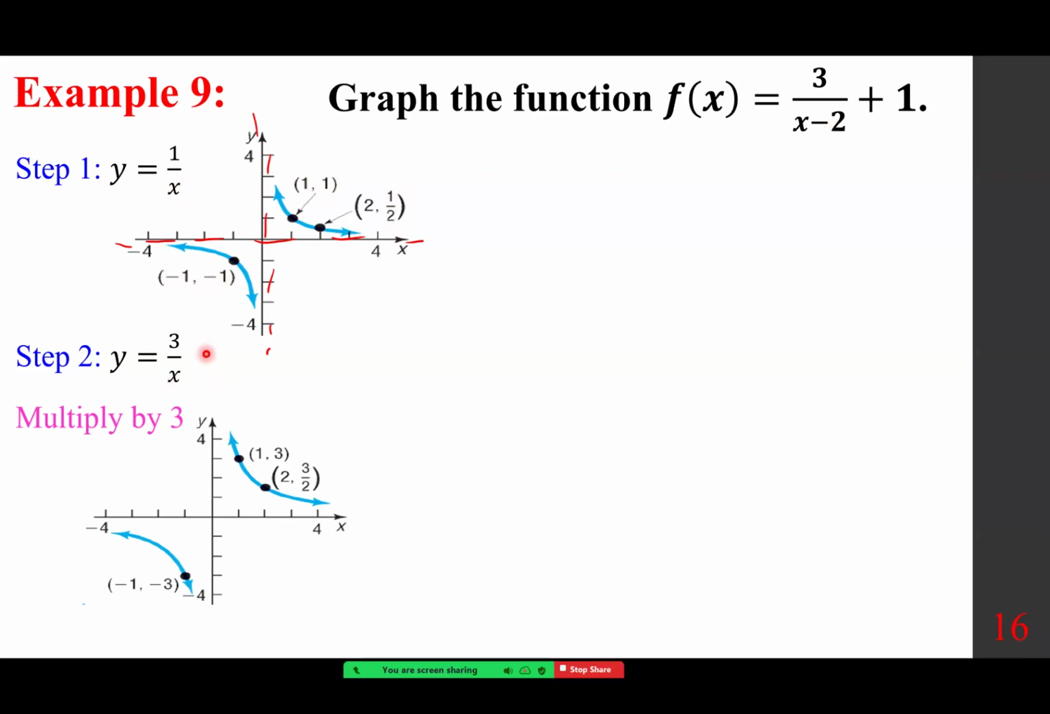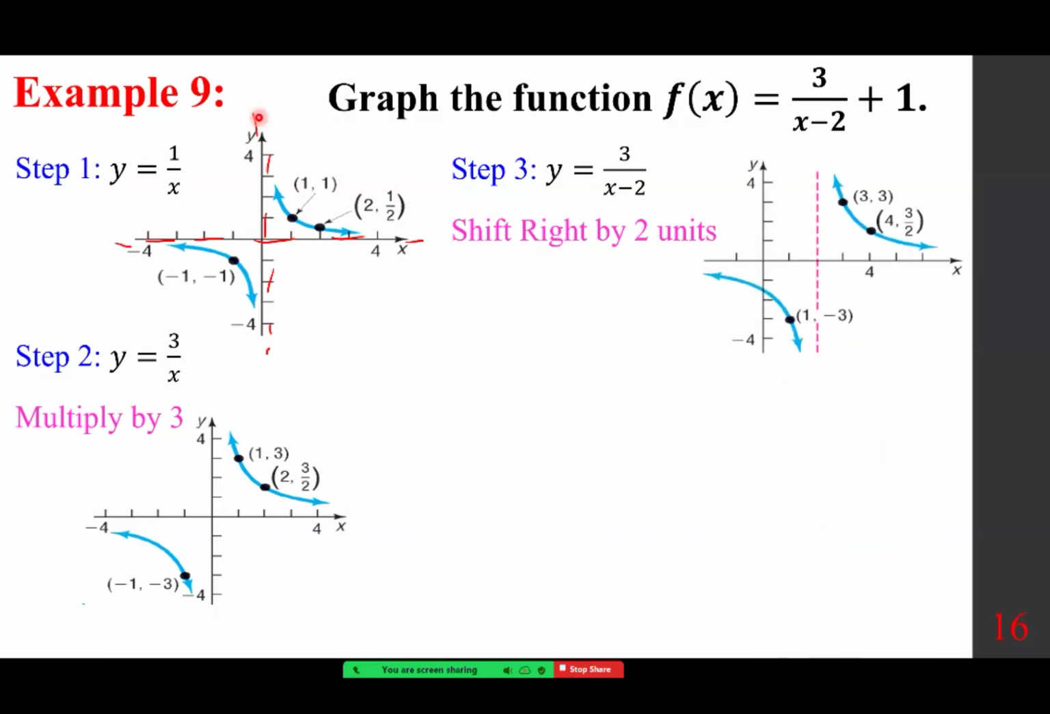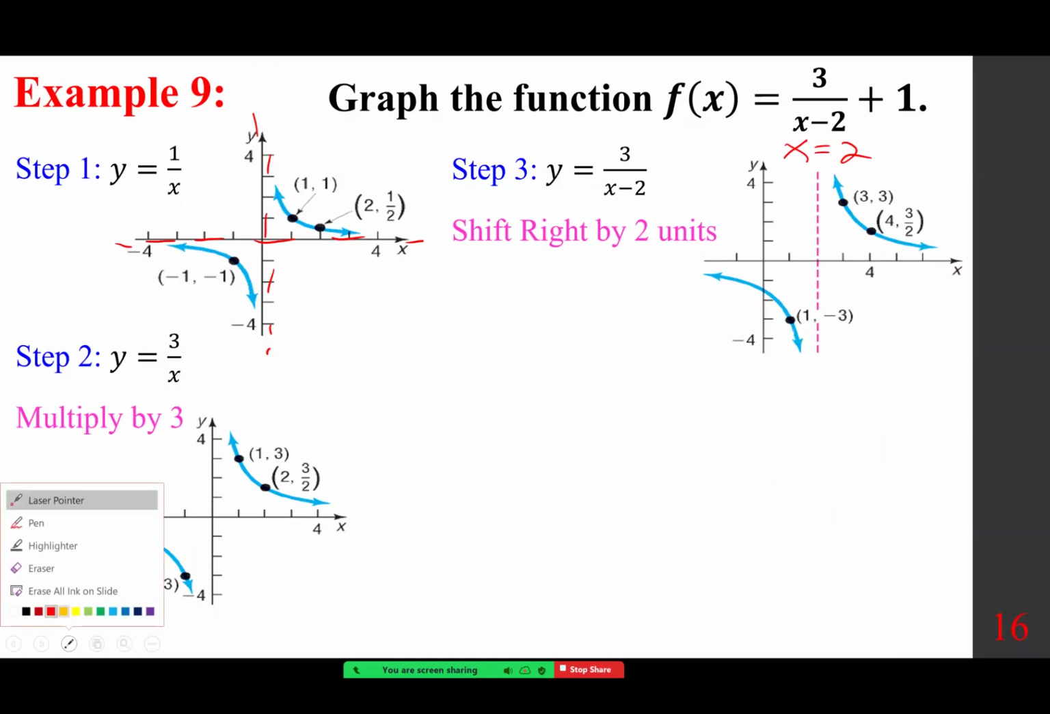Now I'm going to replace the x with x minus 2. That means I'm shifting it to the right by 2 units. So the same thing shifts to the right by 2 units. And the effect is that your vertical asymptote, which was in both cases the y-axis, has shifted. And now your vertical asymptote has the equation x equals 2. But the horizontal asymptote remains. Let me actually write the equation. The horizontal asymptote remains as the x-axis, which has the equation y equals 0.